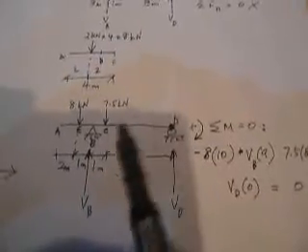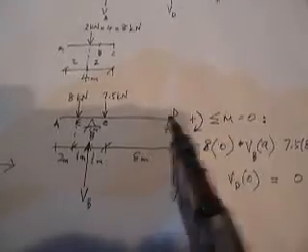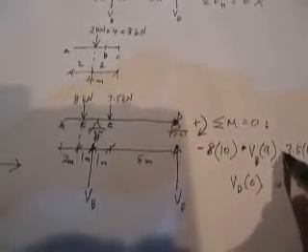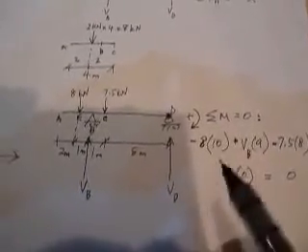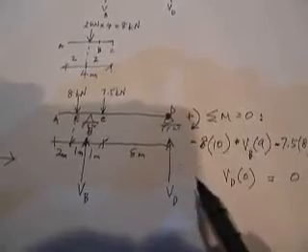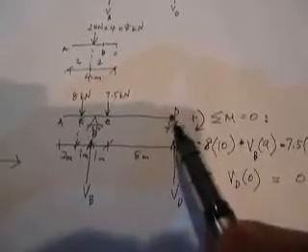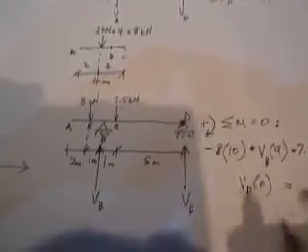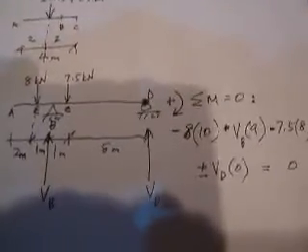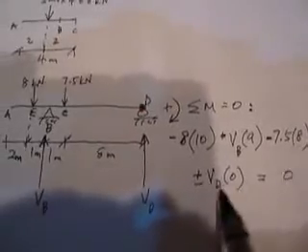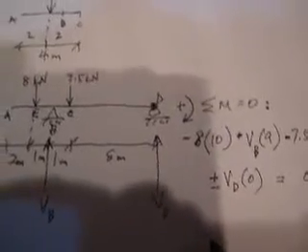Okay, so again 7.5 kilonewton will cause an anti-clockwise rotation around D, so that means that we have to put negative here. This moment force is anti-clockwise. Now for VD, it doesn't really matter whether it's clockwise or anti-clockwise, because there is no distance between VD and D. So we can just put here plus or minus VD, and this whole equation is equal to 0. Okay, so now let's just rewrite this equation here.